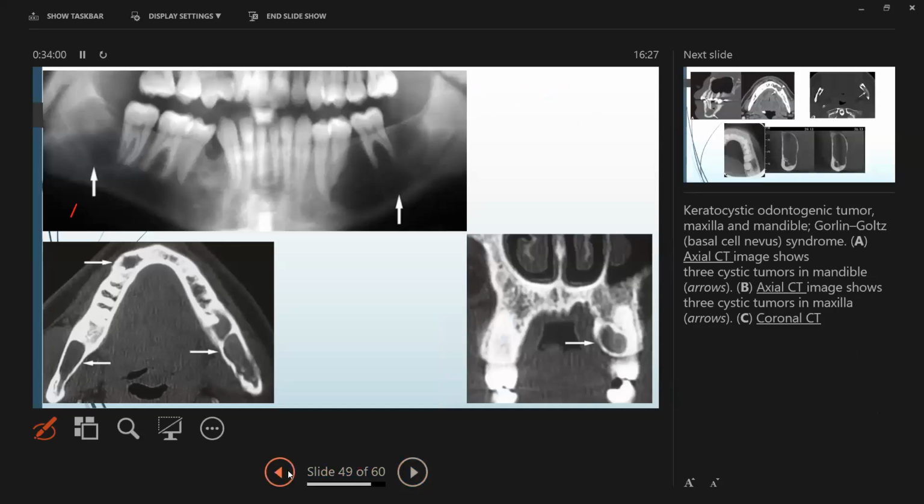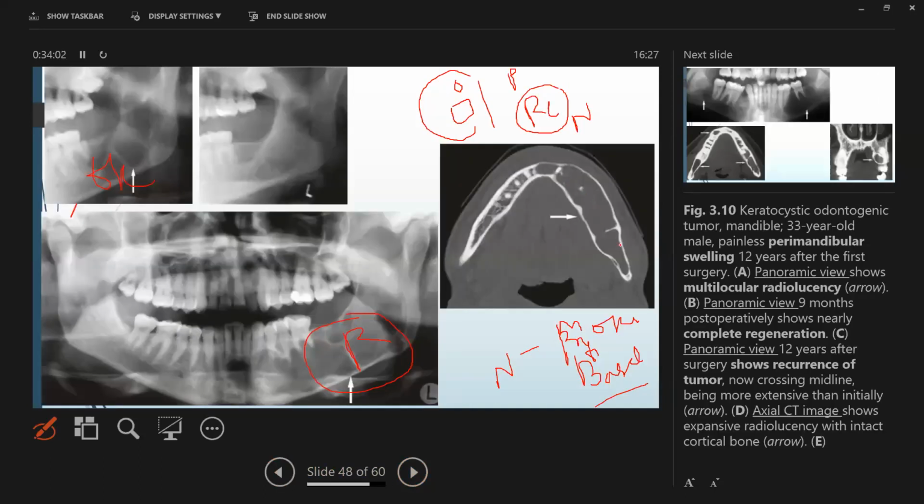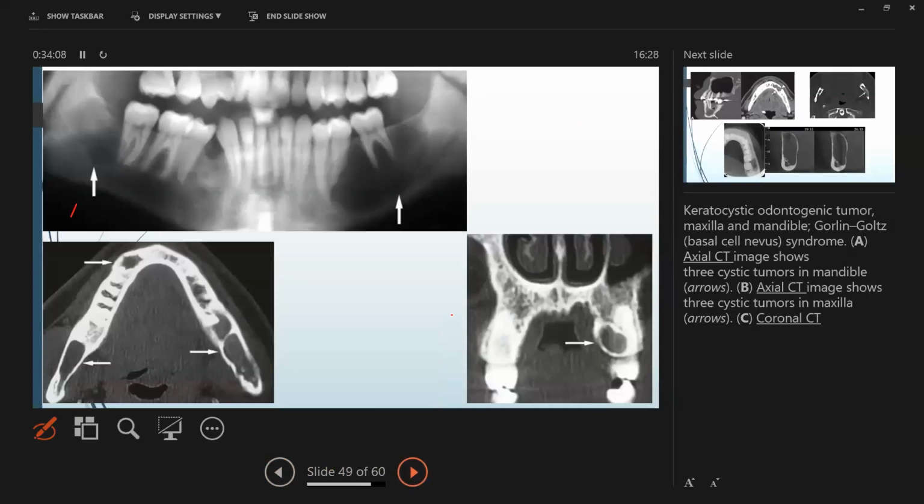So again, in this axial slice, you can see here how the lesion has extended into the anterior as well as the posterior aspect of the mandible. And you can see here there are multiple lesions. As I said, the nevoid basal cell syndrome, okay. So this is associated with multiple OKCs. You see here, and the age group is around the second or the third decade of life.